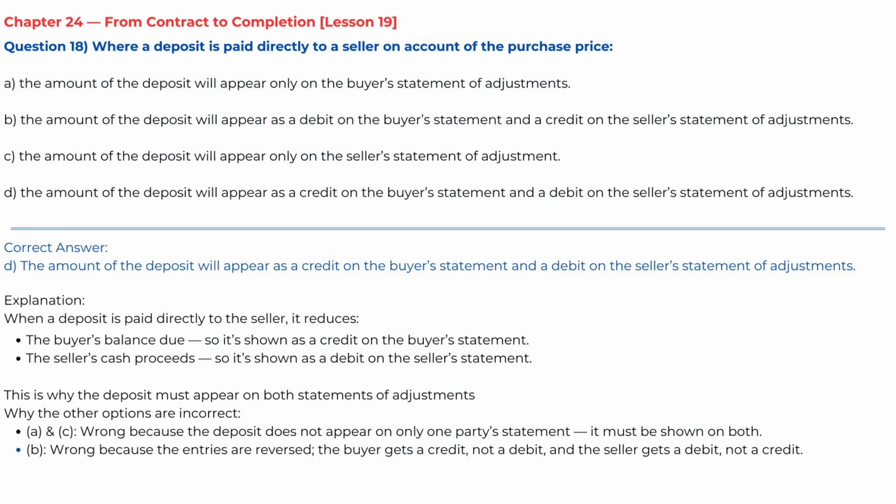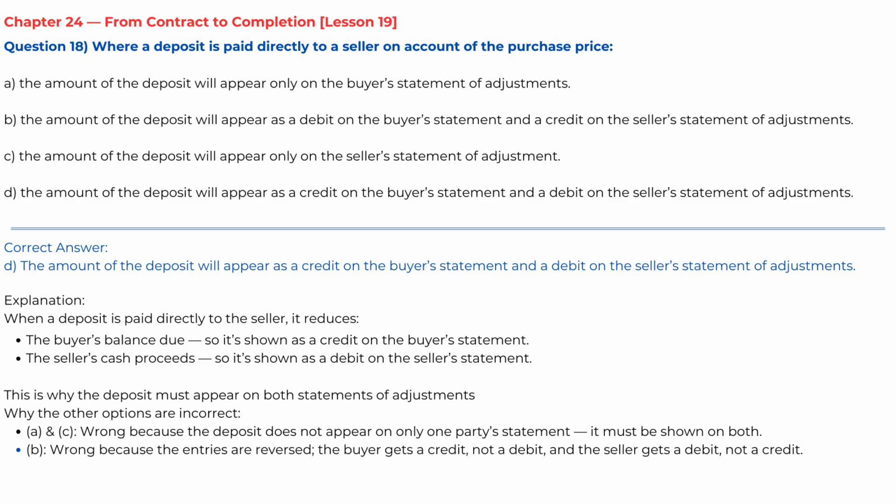$73,860. Question 18. Where a deposit is paid directly to a seller on account of the purchase price. Correct answer, D. The amount of the deposit will appear as a credit on the buyer's statement and a debit on the seller's statement of adjustments.